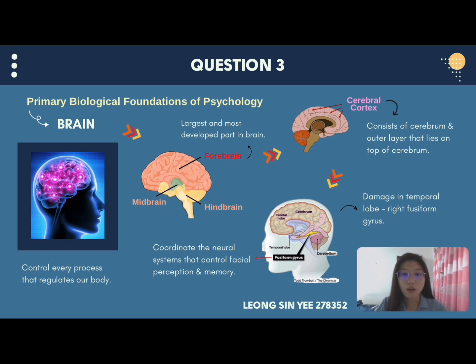The brain is a complex organ that controls touch, memory, vision, emotions, thought, and every process that regulates our body, and is divided into 3 basic areas, which are the hindbrain, midbrain, and forebrain. So in this case, we will look into the forebrain.